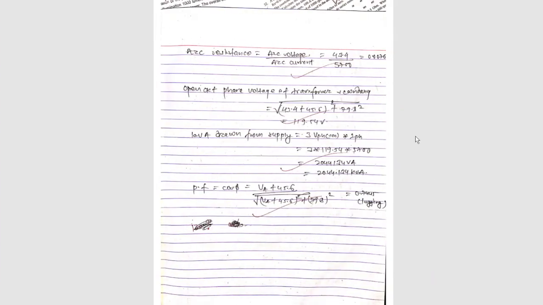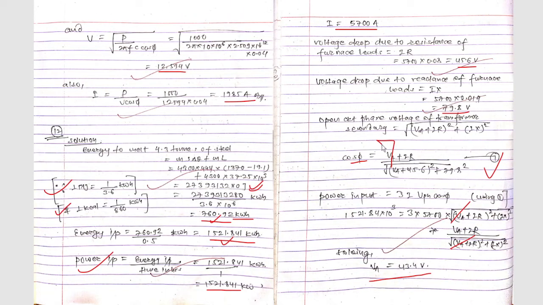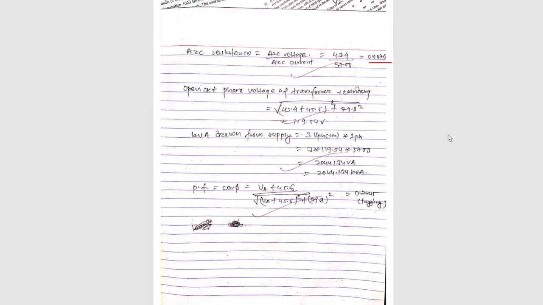Now, arc resistance will be arc voltage upon arc current, and arc voltage is 43.4. Similarly, arc current is 5700. So we'll get here 0.0076 ohm. Now the open circuit phase voltage of the transformer secondary will be this value. Just substitute the value, and we'll get the open circuit phase voltage of the transformer secondary.